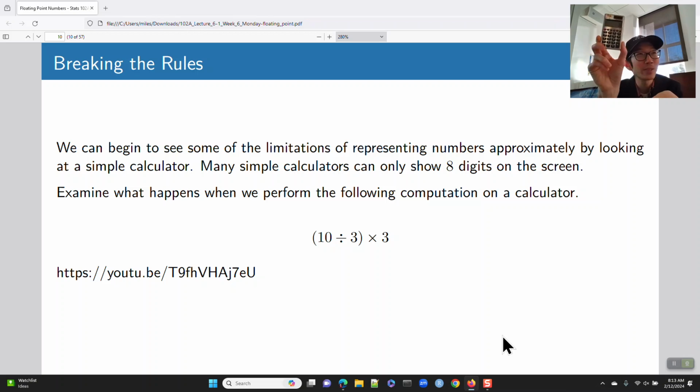Okay, so I have one of these very simple basic calculators, and I recorded a video of myself doing a simple operation. What is 10 divided by 3 times 3? With real numbers, if we do 10 divided by 3 and we multiply it by 3, we get 10. There's no surprise there.